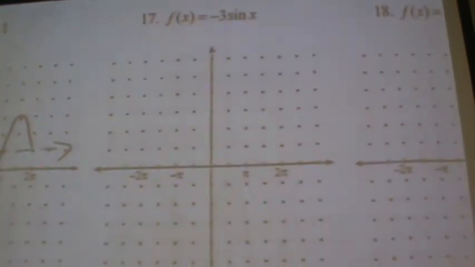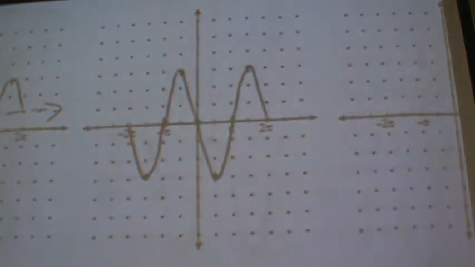How about 17? Start at 0, down 3, go down 3, good job. And the last one.